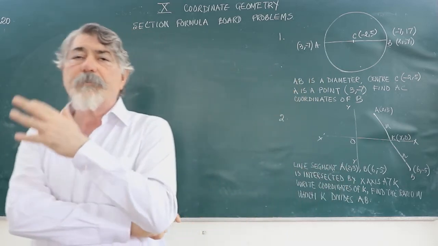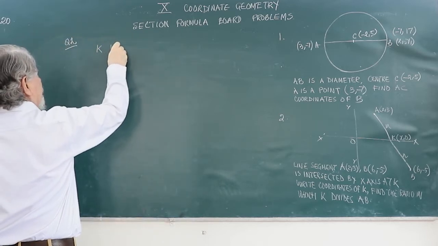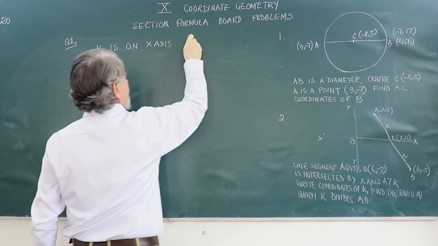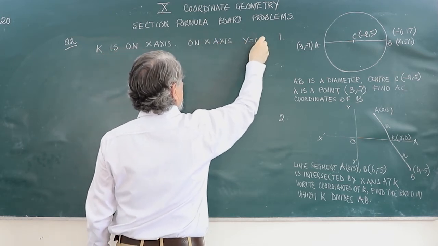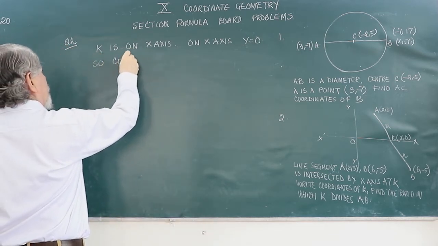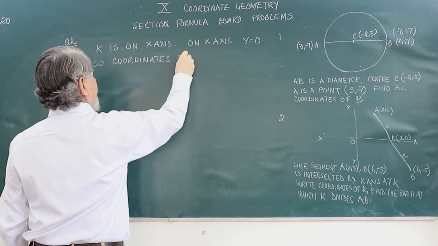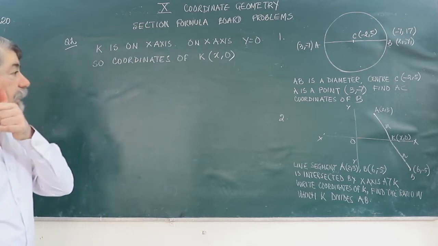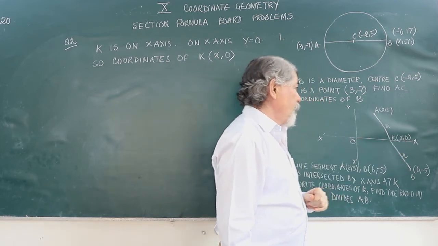First of all, you must understand a point on the x-axis. K is on the x-axis. On the x-axis, y coordinate is 0. That we know. So coordinates of K will be what? (x, 0). Why? Because there will be some value of x, but y is 0.